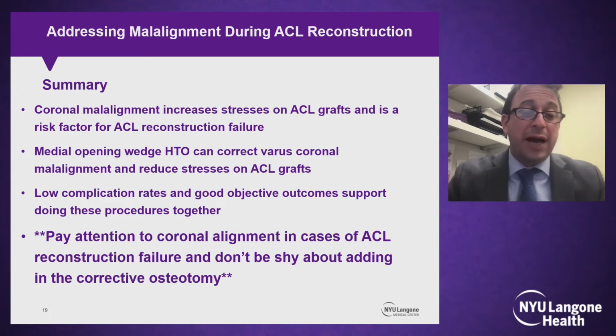So I'm hoping that you guys come away from this talk understanding that you need to pay attention to coronal alignment in cases of ACL reconstruction failure, and don't be shy about adding in the corrective osteotomy if the mechanical axis passes medial to that medial tibial spine.